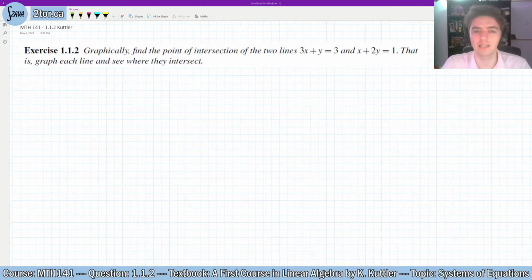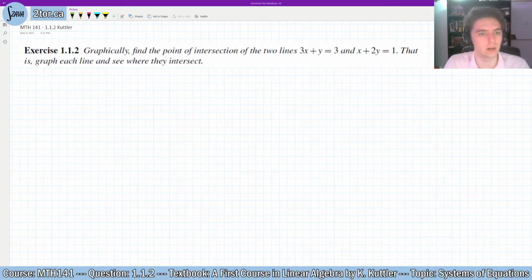So very similar to the last question, we had two other lines there. The last question, they didn't intersect at a nice point. We had to end up using Desmos to find the actual numbers, unless we wanted to do this algebraically, which is what we're going to do in the next section. So for now, we just need to be able to graph these two lines.